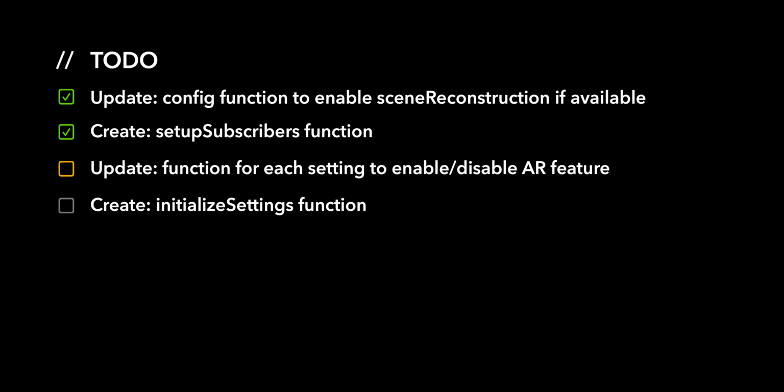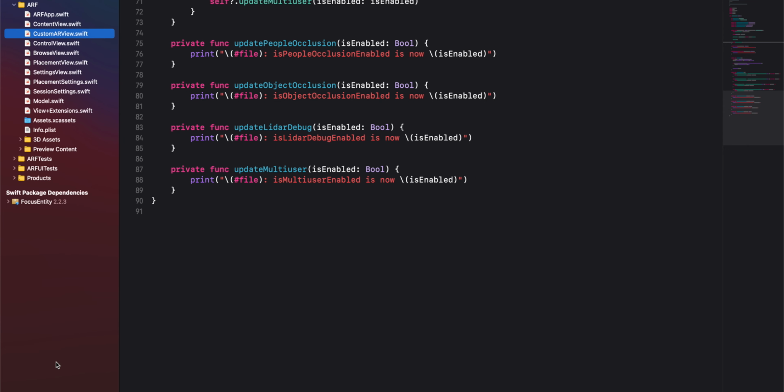For the third sub-action item, we'll populate the update functions for each of our settings in SessionSettings. These functions will enable or disable a specific AR feature. In this video, we'll update our code for Update People Occlusion, Update Object Occlusion, and Update LiDAR Debug. We won't be working on enabling multi-user AR experiences. This will be covered in a follow-up video.